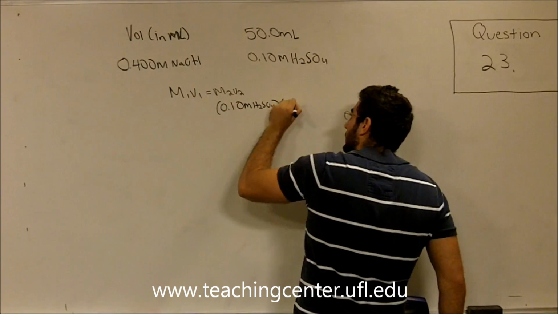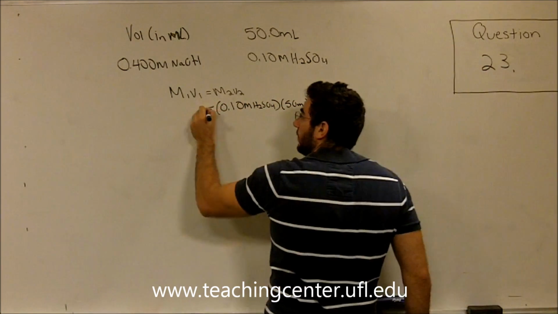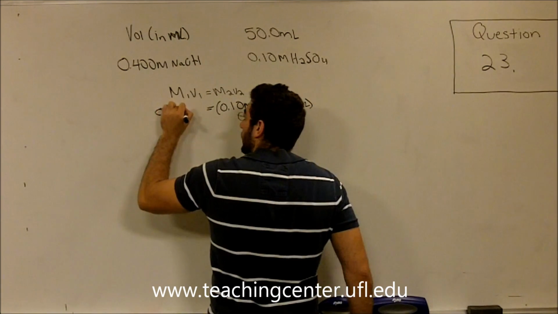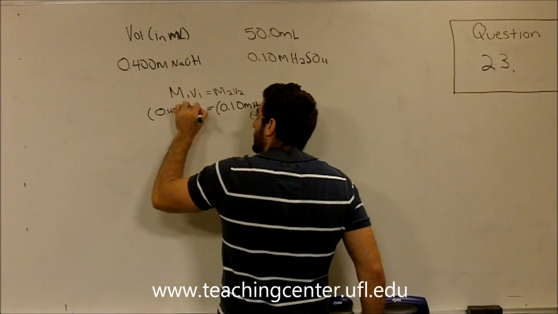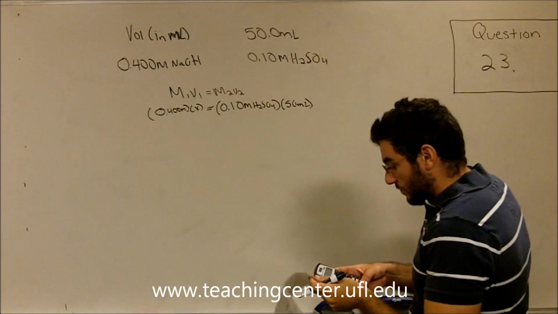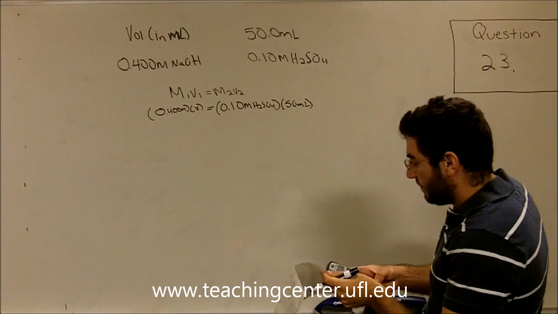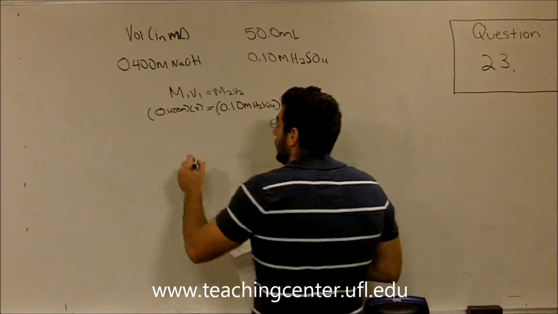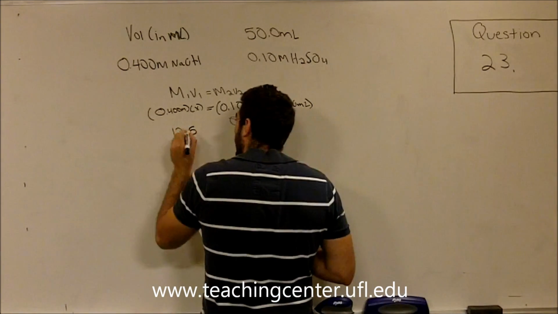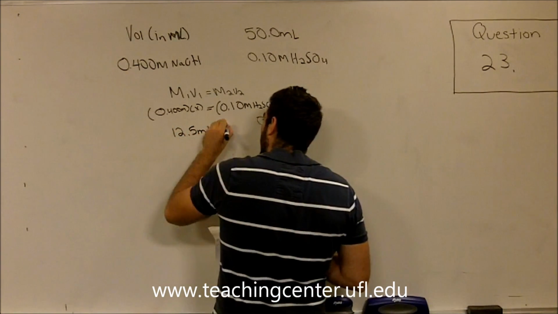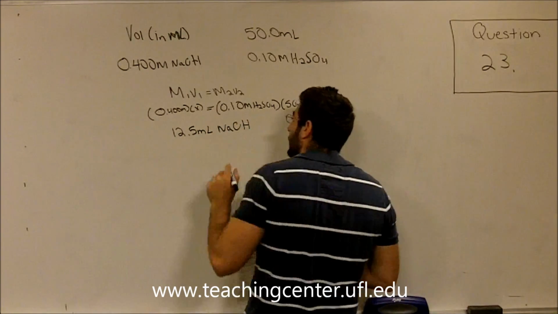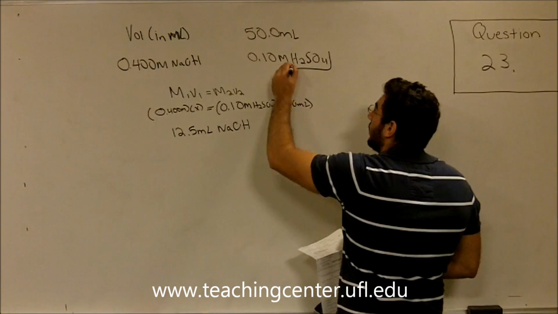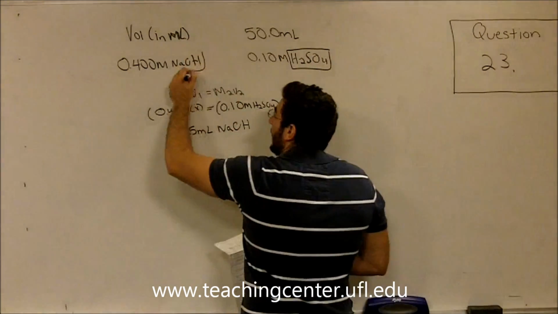And we have 50 milliliters. And we're trying to titrate it with 0.400 molar NaOH with X milliliters. So if we solve it this way, we do 0.1 times 50 divided by 0.4, which gives us 12.5 milliliters of NaOH. However, the reason this question is tricky is look at H2SO4 versus NaOH.